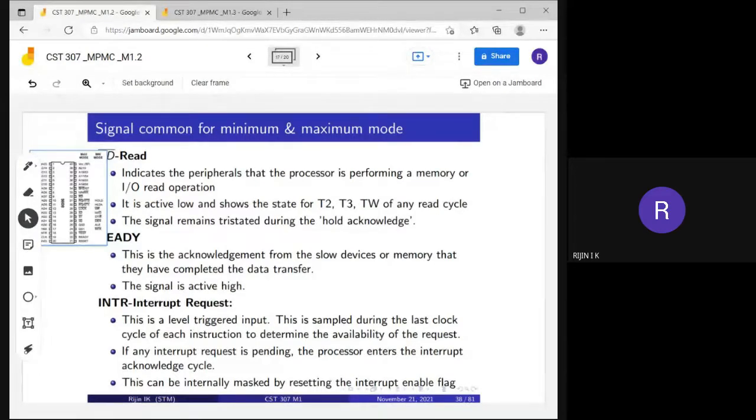This is an interrupt request signal that is sampled during the last clock cycle of each instruction to determine the availability of an interrupt.